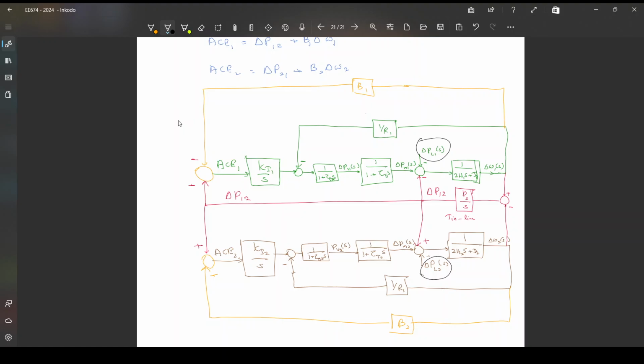Okay, right. So with that we will conclude our discussion on the active power control, and then we will move to the reactive power control. Okay.